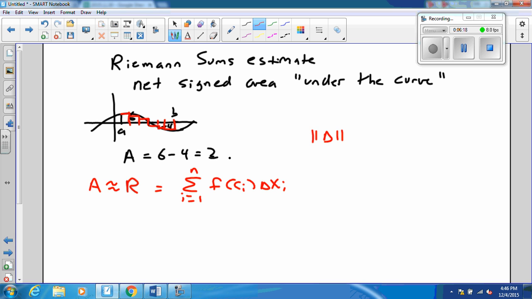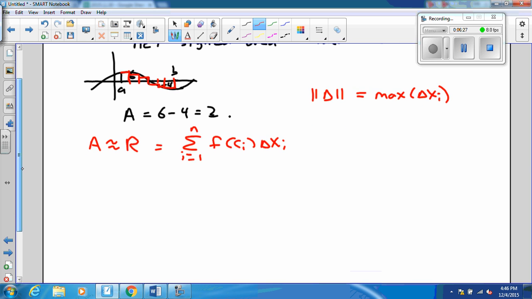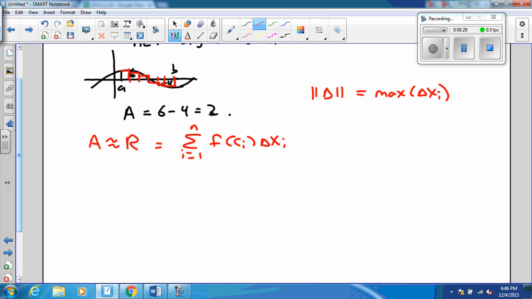We defined a couple of terms. We said that the mesh size of my partition is the maximum width of the delta x_i. And we said that certain choices of c_i gave us special sums.